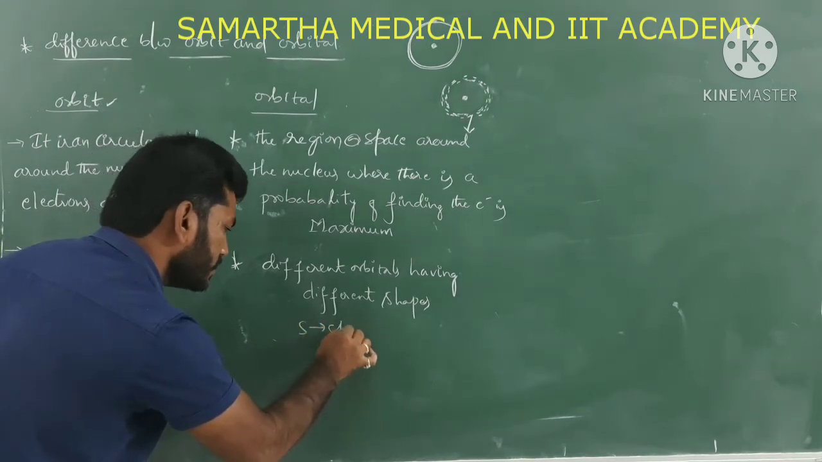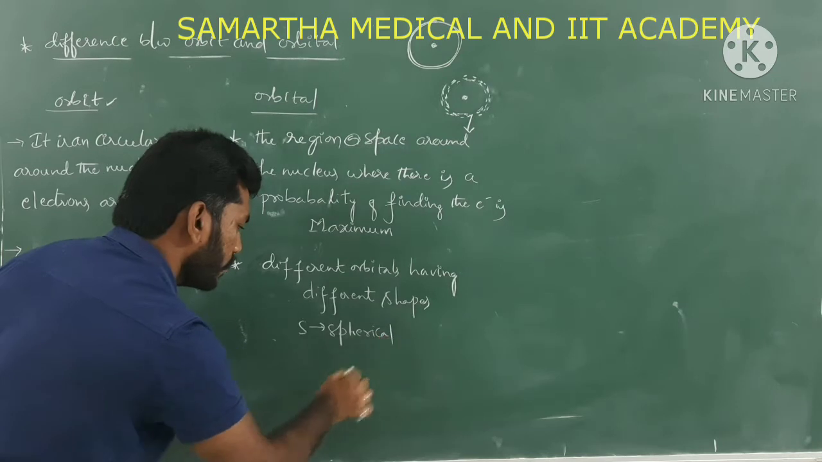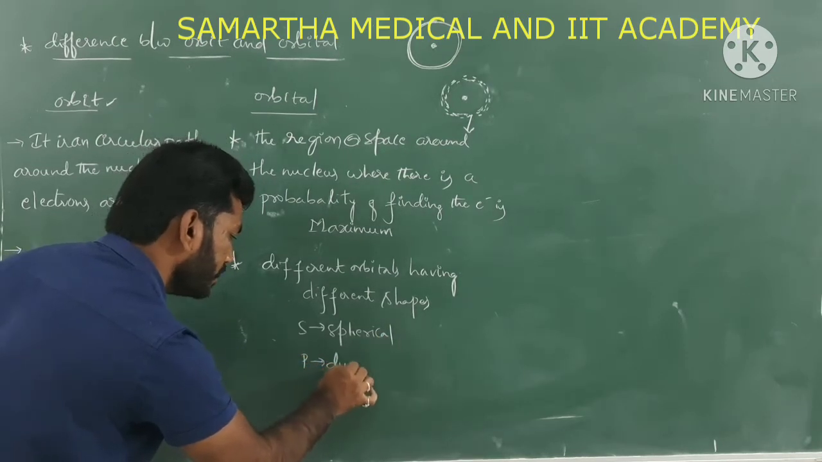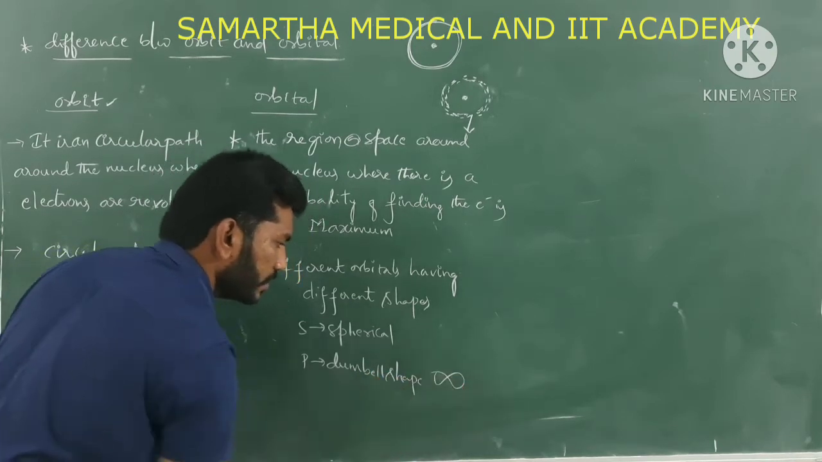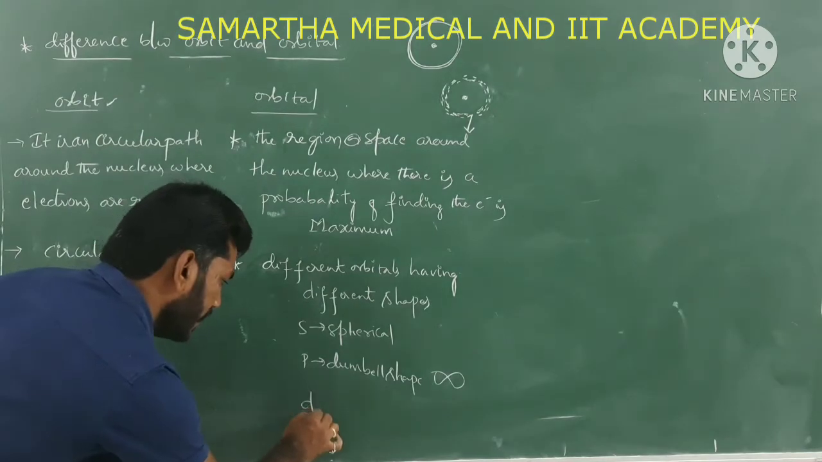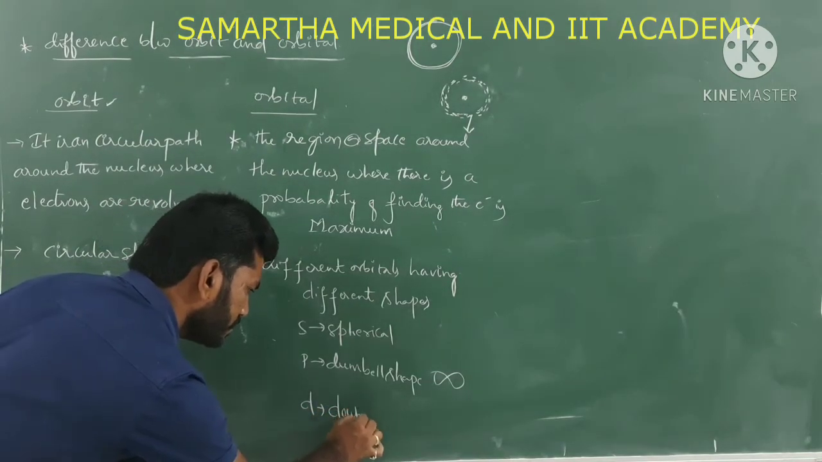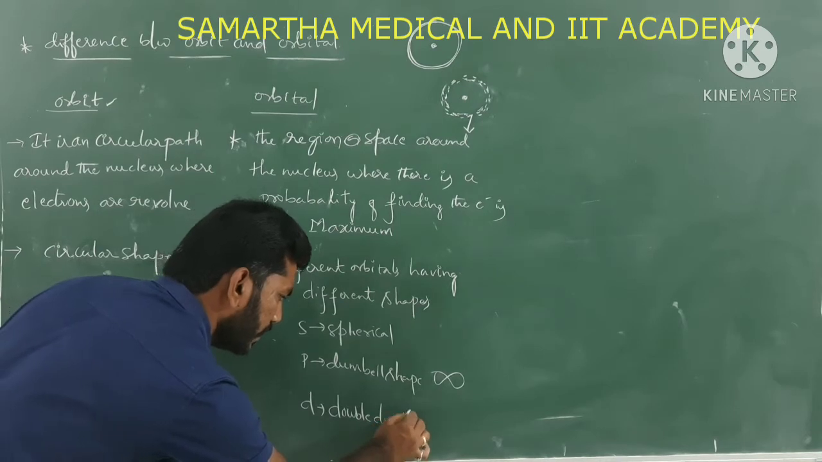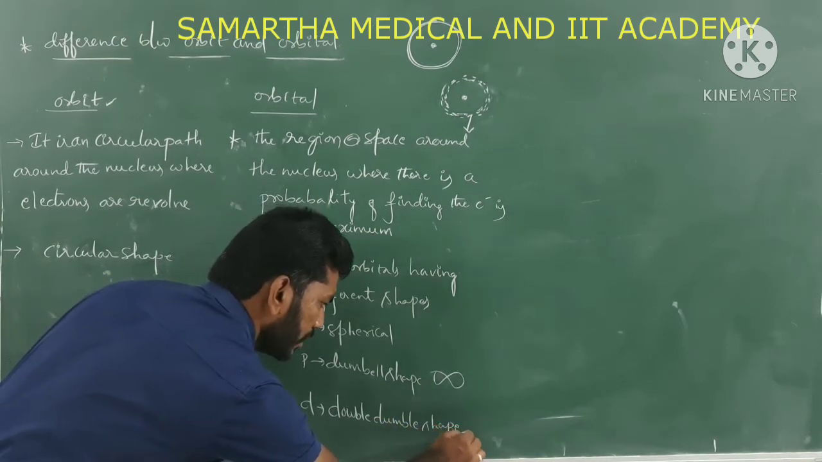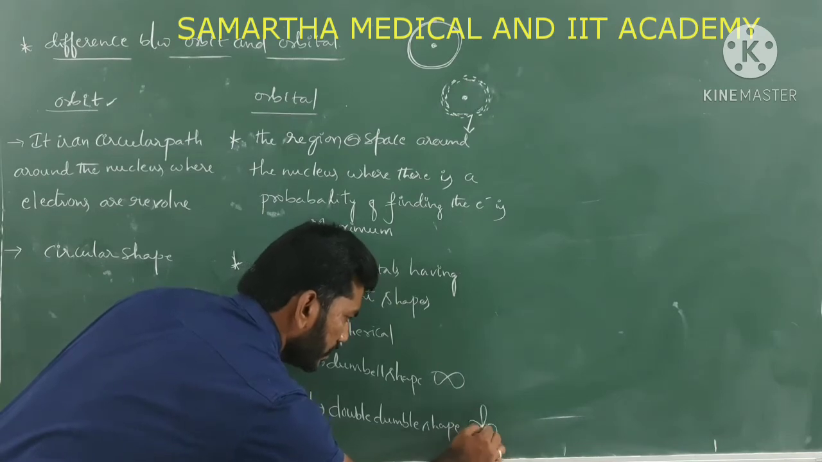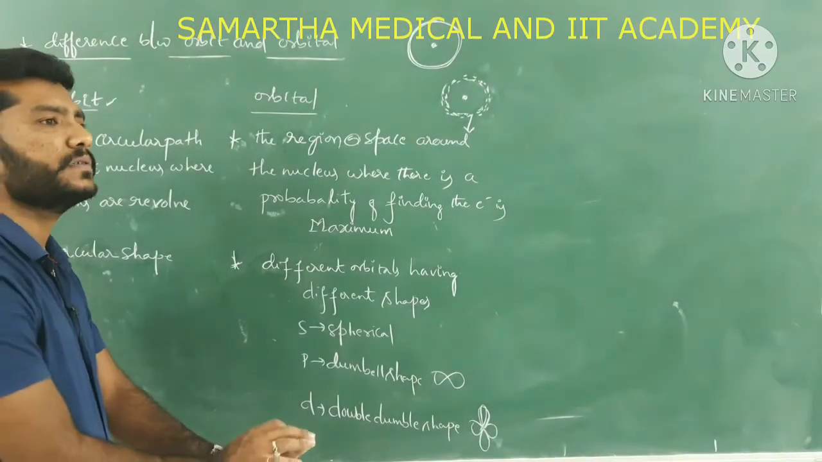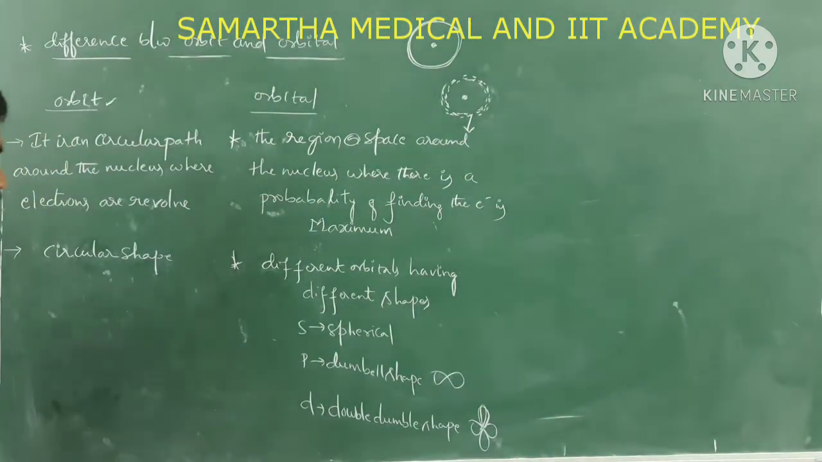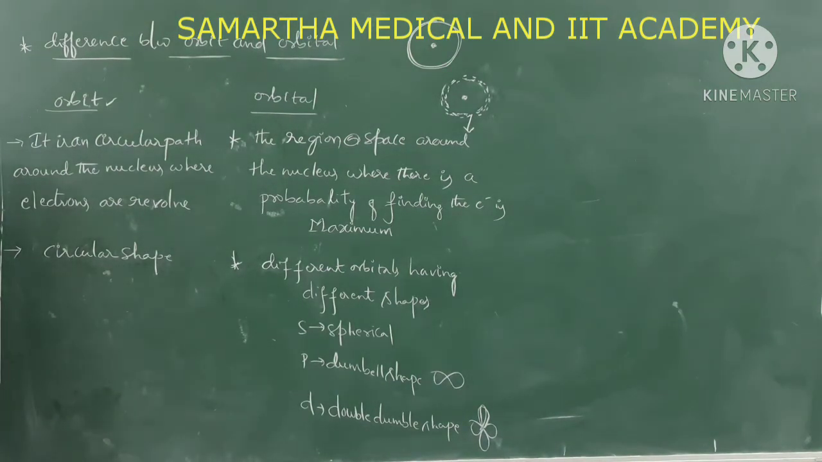S will be spherical, okay, and p, that is dumbbell shape, is nothing but like that, okay. Next d, that is double dumbbell shape, double dumbbell in the sense like that, guys, okay. And the f orbital shape would be somewhat complex, guys, we could not get the actual shape for that particular thing. And so let's go with the very next difference between orbit and orbital.